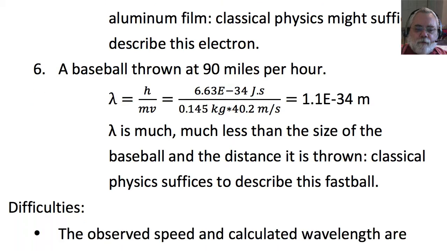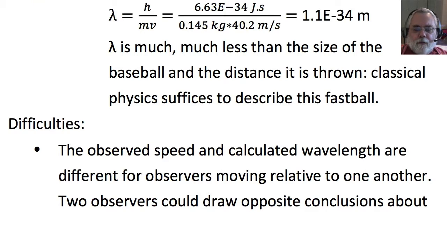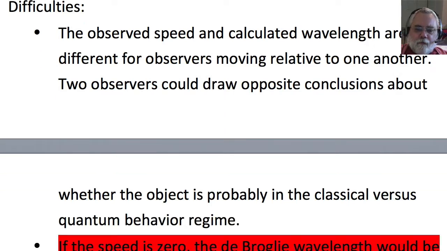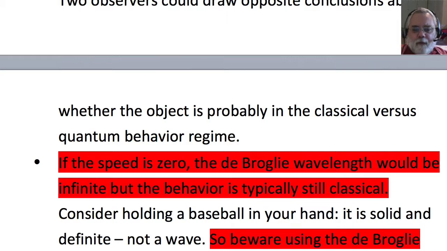Now, there are some difficulties with using the de Broglie wavelength. The observed speed and the calculated wavelengths depend on the speed of the object, and different observers moving relative to one another will see different speeds, and they will calculate different wavelengths. So two observers could draw opposite conclusions about whether the object is probably in the classical versus quantum behavior regime. That's a little strange. But much worse than that, if the speed is 0 and we plug it into that equation, the de Broglie wavelength will be infinite.